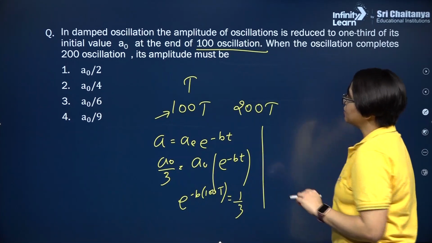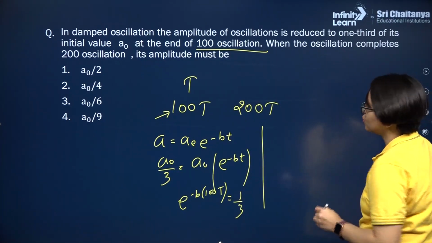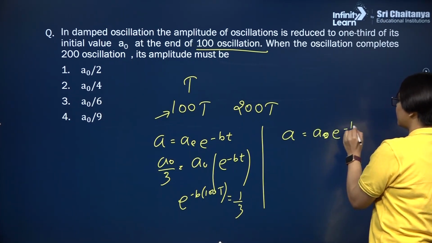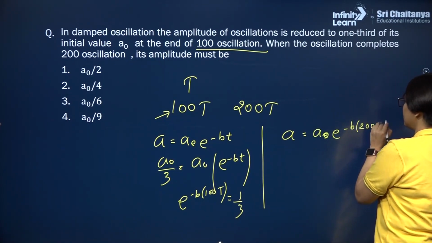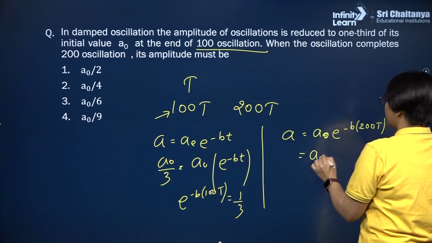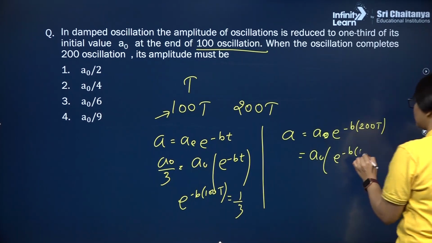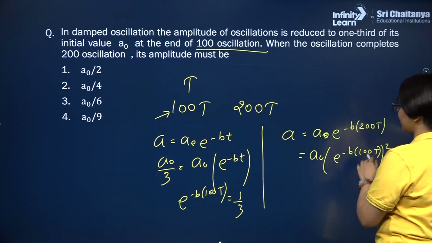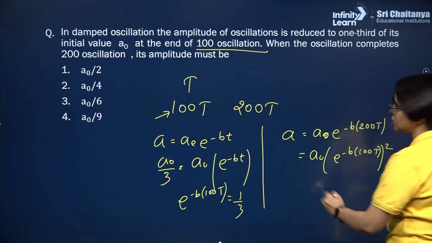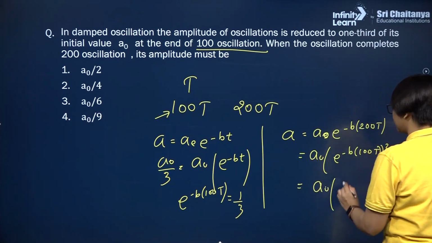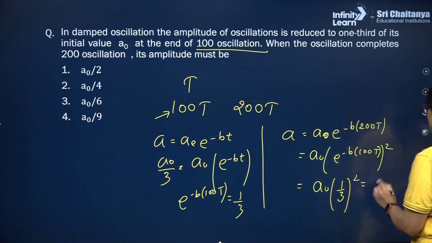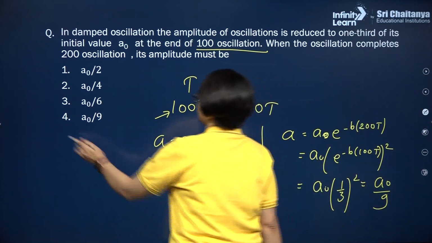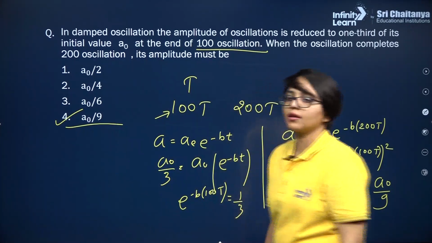Now when time is 200t, we need to find the amplitude. So let's say it is A, which is A0 e^(-β·200t). So you can write it as A0 times (e^(-β·100t)) squared. So over here e^(-β·100t) is 1 by 3. So this will be A0 times (1 by 3) whole squared. So this is A0 upon 9. So the new amplitude is now A0 upon 9.